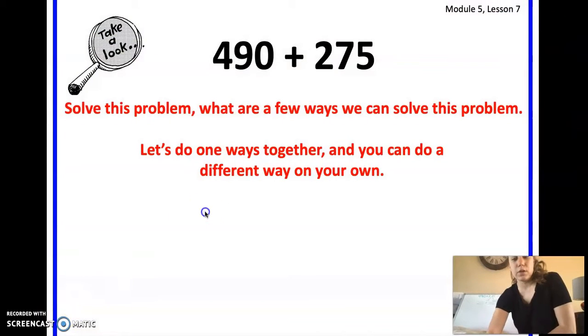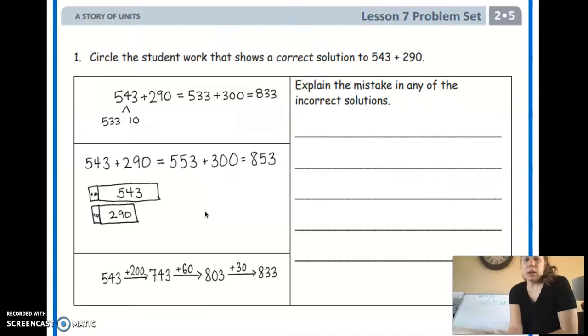So I want you to try and solve that a different way. Here's our problem set. It says, circle the student work that shows a correct solution for 543 plus 290. So which of those 3 ways are the right way to solve that problem? And then I want you to explain what the ones that were incorrect did.